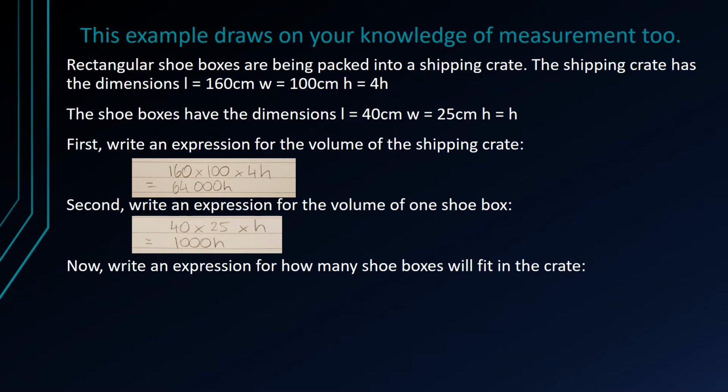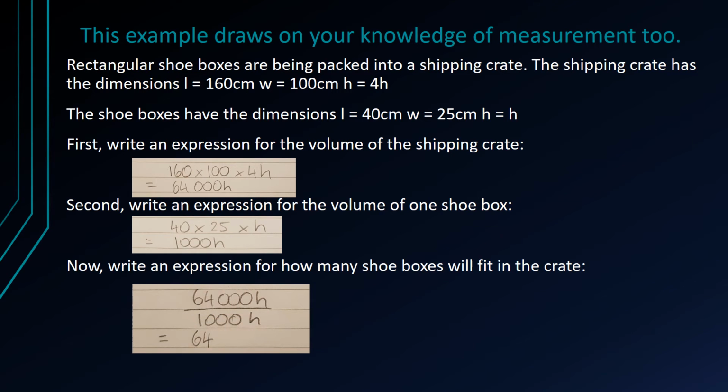Next we write an expression for the volume of just one shoebox, and they're the smaller numbers. So length times width times height of a shoebox works out as 40 times 25 times h, and that gives us 1000h. Now when it comes to trying to write an expression for how many shoeboxes will then fit in the crate, we're looking at a division, and obviously we're going to write that as a fraction. So we've got the crate, 64,000h, divided by 1000h. Alright, 1000h obviously being the shoe boxes.